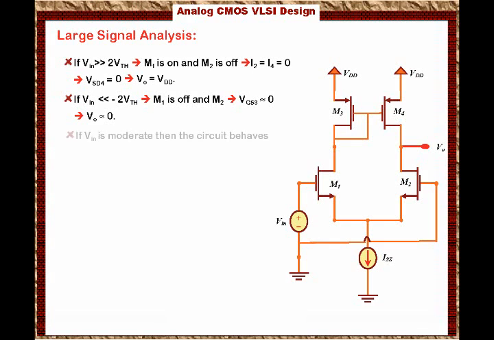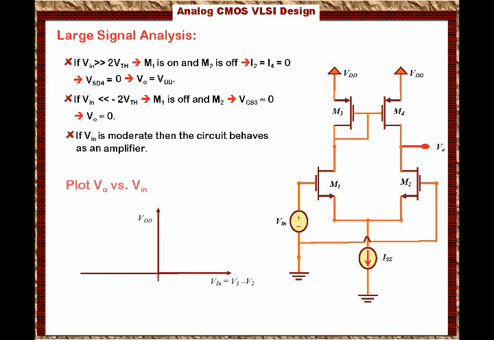On the other hand, if Vn is moderate, which means that it's a small swing around the DC value, then the circuit behaves as an amplifier. And let's show you that as a graph. Let us plot Vout versus Vn. So we have the horizontal axis, which is Vn, the differential input voltage, which is V1 minus V2, and the vertical axis is Vout. When we plot Vout versus Vn, we will have this graph.